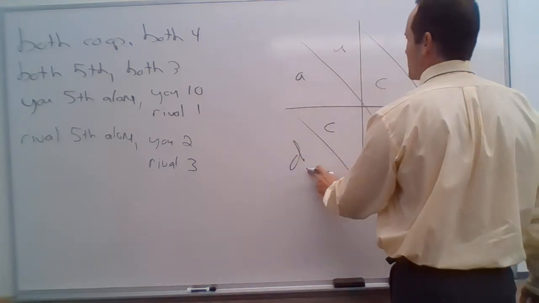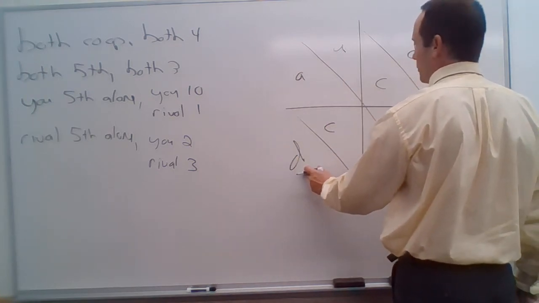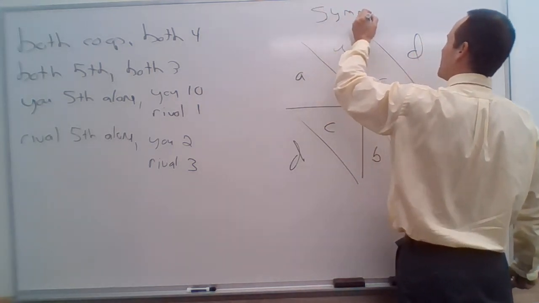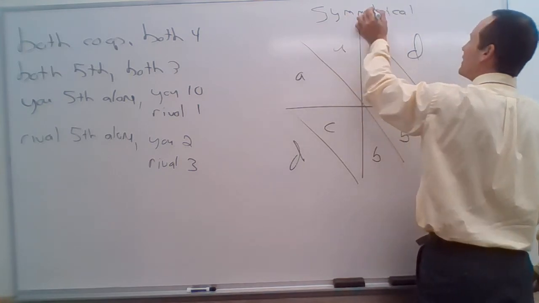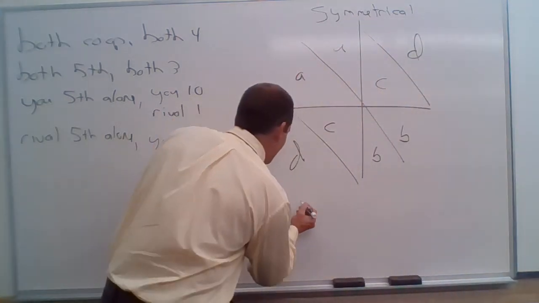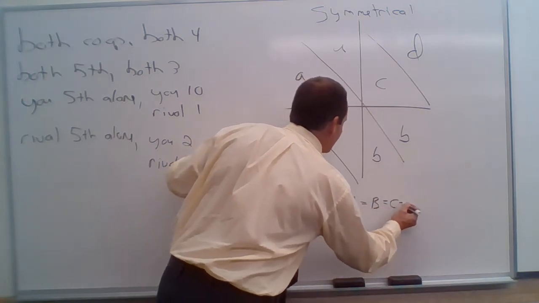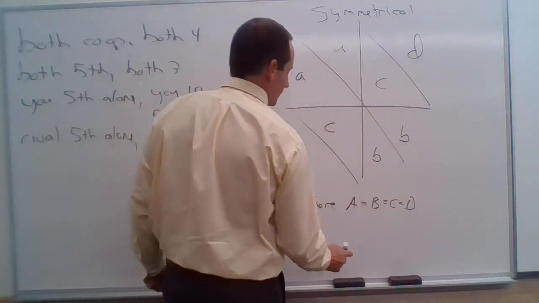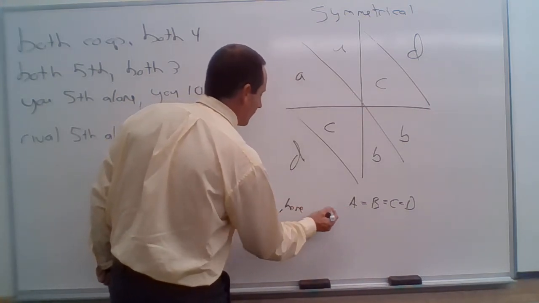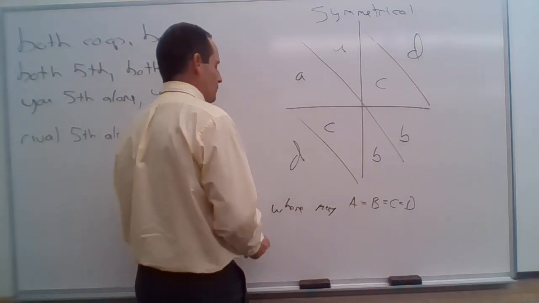And what does D represent? When you opt A alone, D is the payment to him, or when he's opting B alone. This is what symmetry looks like. Symmetrical, I'll call it, where A may equal B, may equal C, may equal D. May, not a requirement. So we have symmetry defined.